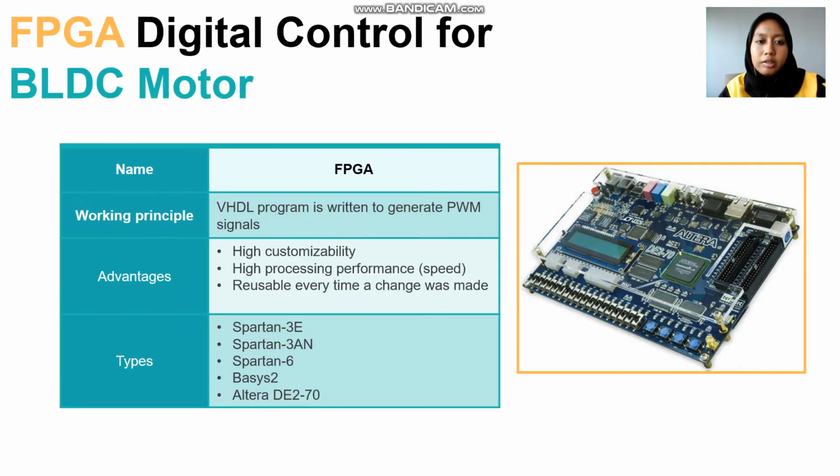Next, it discusses FPGA, which requires a VHDL program to be written in order to generate the PWM signal. It offers high customizability, has high processing performance in terms of speed, and is reusable every time a change is made. There are a few types of FPGA available, which are Spartan 3E, Spartan 3AN, Spartan 6, Basys 2, and Altera DE1, that are going to be used in this project.